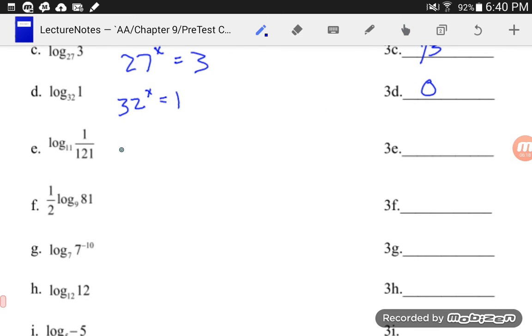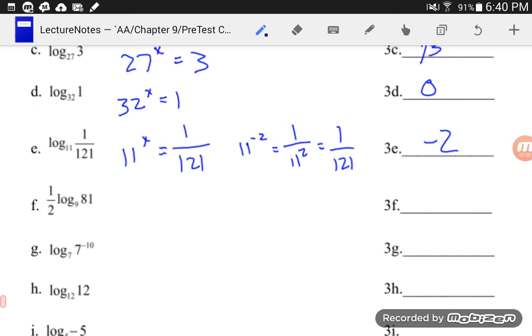The next one here, I got 11 to what power equals 1 over 121. Again, I got a really small number, so the first things that pop in my head are either a negative exponent or a fraction. But I don't think it's a square root or a cube root of 11. I do know that 11 squared equals 121, so 11 to the negative 2 power equals the same as 1 over 11 squared. Remember, a negative exponent just means it moves to the denominator. So that's what I want, negative 2. 11 to the negative 2 power is 1 over 121. Here we go.